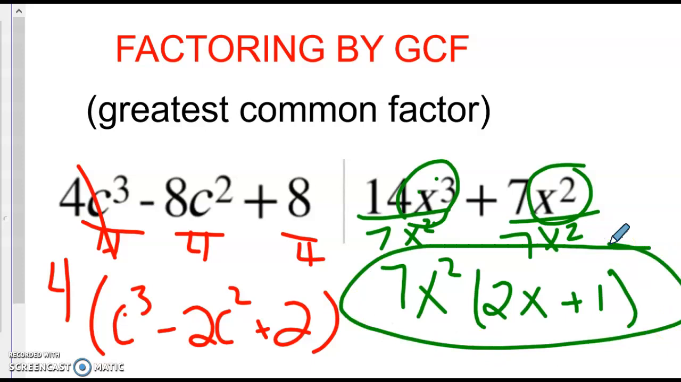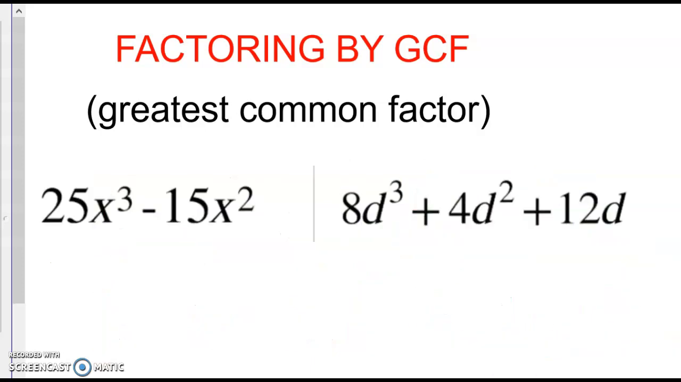Again, I could distribute to check that I got it right. 14x squared times 2x is, no, 7x squared, my bad. 7x squared times 2x is 14x cubed. 7x squared times 1 is 7x squared. So I factored correctly. Okay, let's try 2 more.